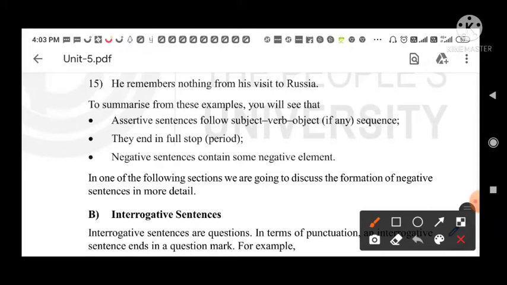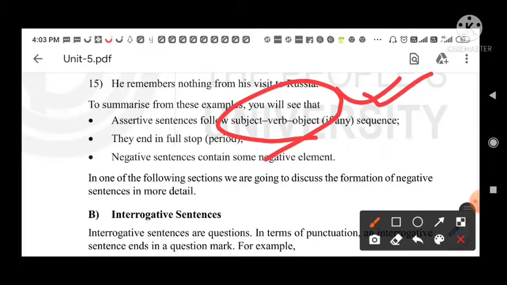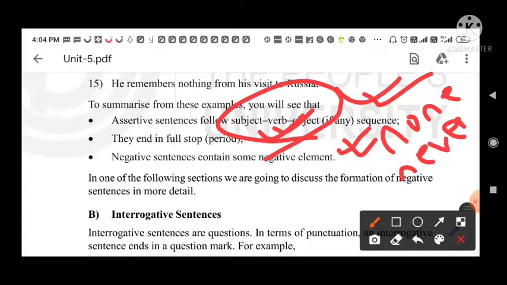From the exam point of view, if a question arises on transformation of sentences, you should write: an assertive sentence contains both positive and negative sense. Which pattern do assertive sentences follow? It is a subject, verb, object sequence. Then they end in a full stop; all assertive sentences are followed by a full stop. Then the negative sentences contain some negative element. Here it is the third feature: no, never, not. These types of words are used as negative elements.